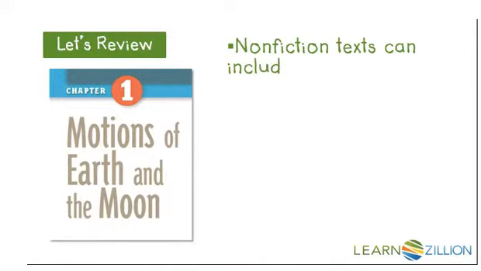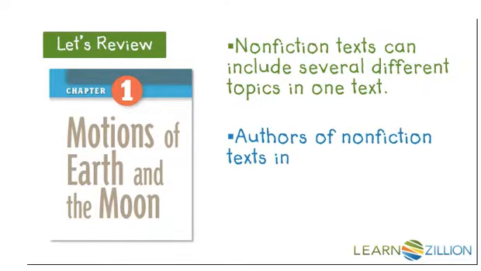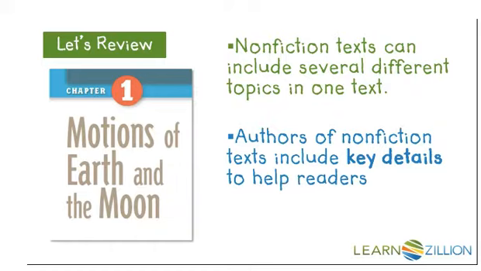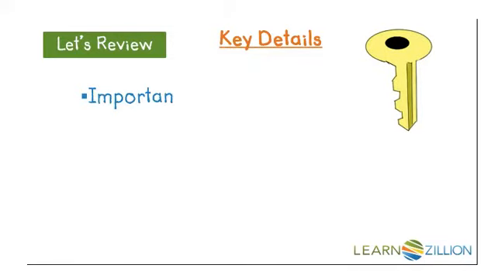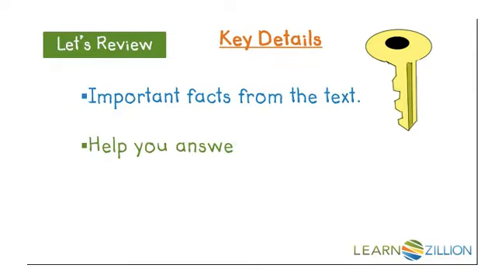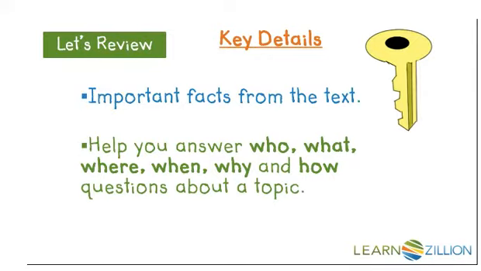We know that the author explains several different topics in this one text. Each topic has key details that help readers better understand what they've read. It's important to understand the meaning of key details. Key details are the important facts from the text. These facts help you answer who, what, where, when, why, and how questions about a topic.